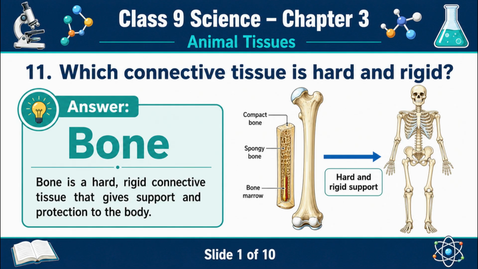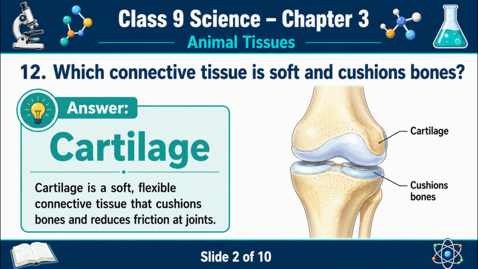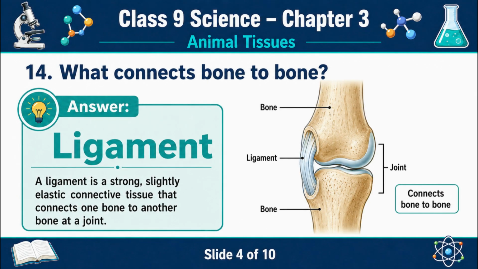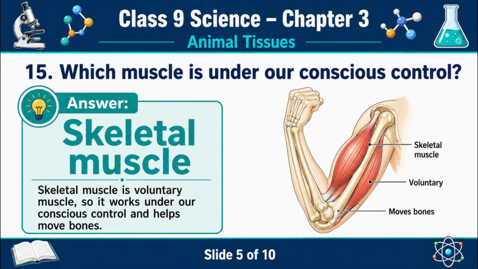Platelets. Which connective tissue is hard and rigid? Bone. Which connective tissue is soft and cushions bones? Cartilage. What connects muscle to bone? Tendon. What connects bone to bone? Ligament. Which muscle is under our conscious control?